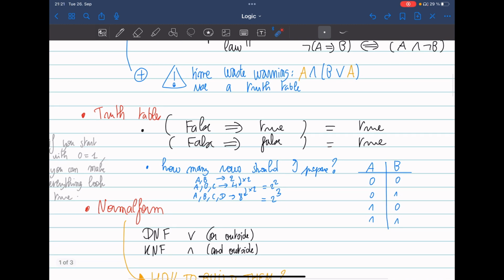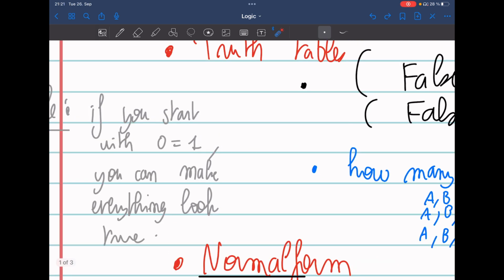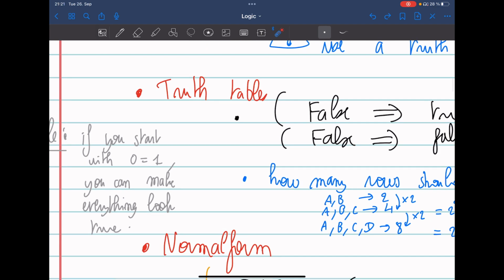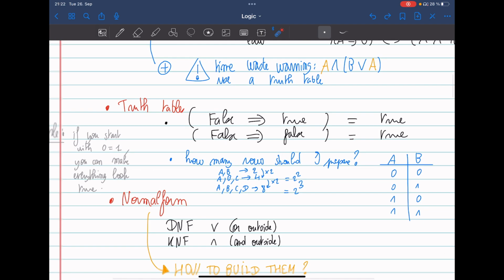So for the truth tables, you have to remember that false implies everything. By that I mean that false implies true is true. False implies false is also true. Why is that so? Let's take an example. If you start with 0 equals 1, then you can say whatever you want, but of course it won't be true. But the fact that when you start from something false, whatever follows is going to make the assertion true, is what we have to remember.